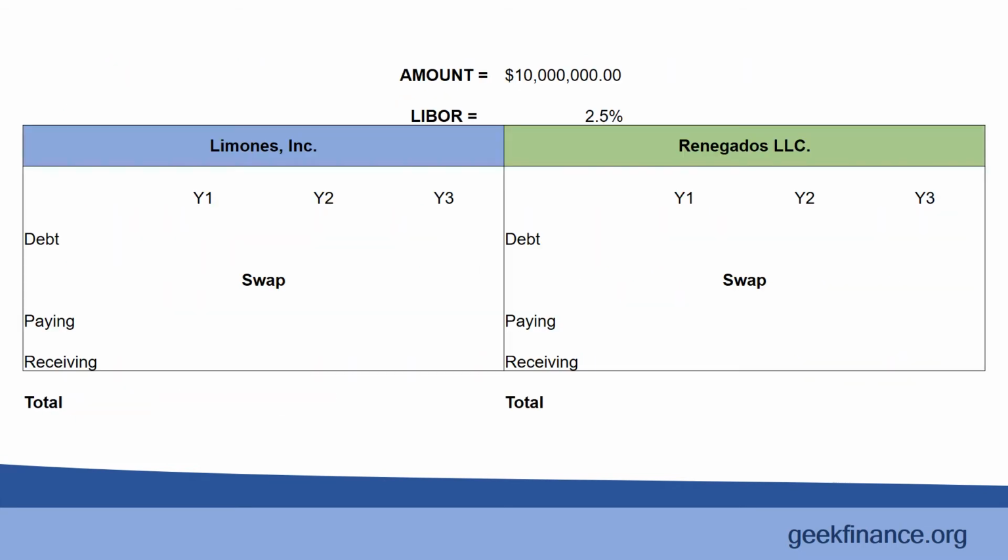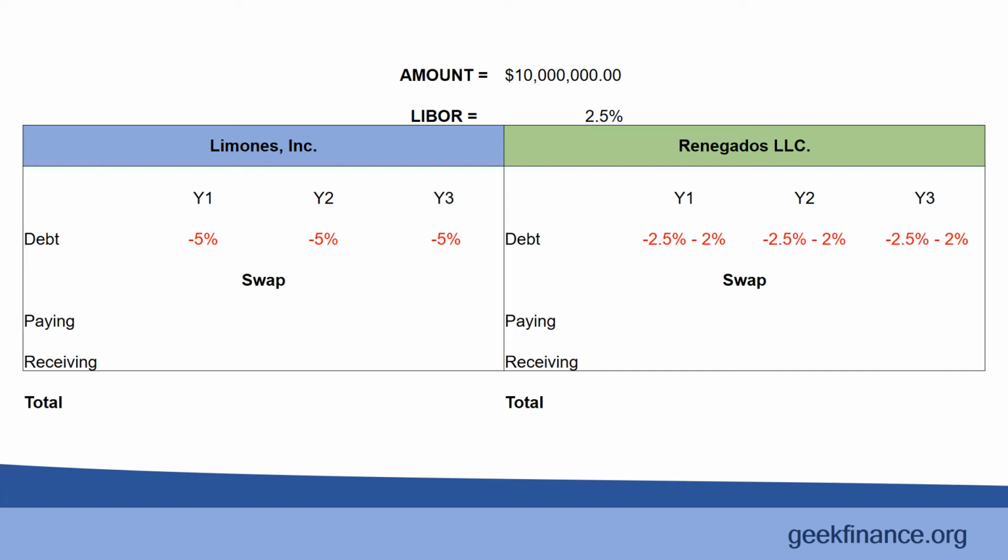So I'm going to start solving this problem by building a spreadsheet in Excel where I can start recording all the information. I wrote down the notional principal and the current LIBOR. Let's assume it's at 2.5%. Limones Incorporated is going to get the fixed rate loan, and so Limones is going to be making interest payments to their creditors of 5% every year. So year 1 that's 5%, year 2 paying 5% interest, year 3 paying 5% interest.